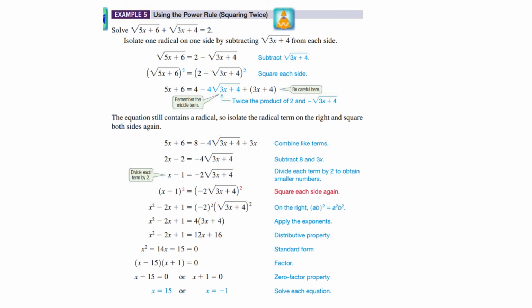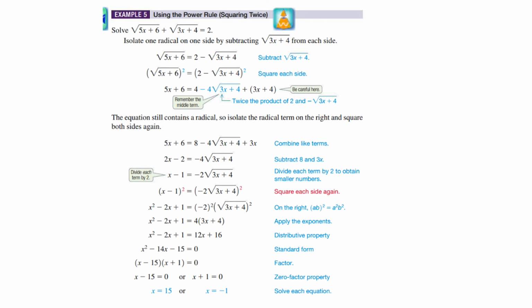Now sometimes we have to square twice. This next example is an example of using the power rule, but we'll have to square twice. So we're going to solve the square root of 5x plus 6 plus the square root of 3x plus 4 is equal to 2. Now we want to isolate one radical on one side, and so what we're going to do is we will subtract the whole of the square root of 3x plus 4 from each side. And that will leave us with the square root of 5x plus 6 under the radical is equal to 2 minus the square root of 3x plus 4.